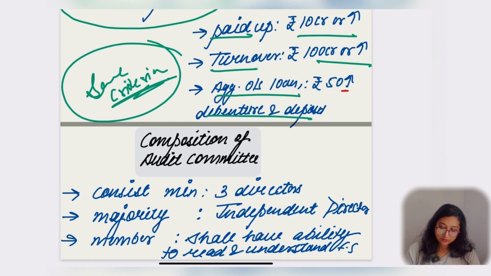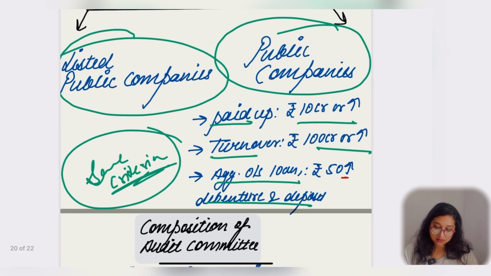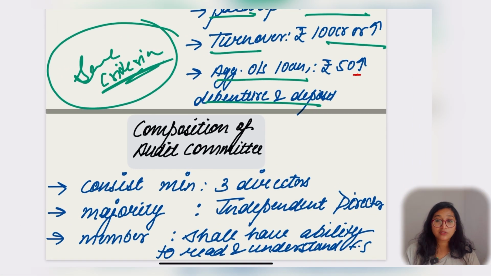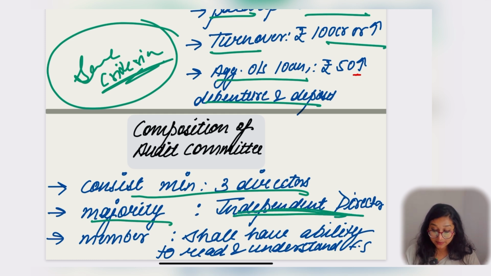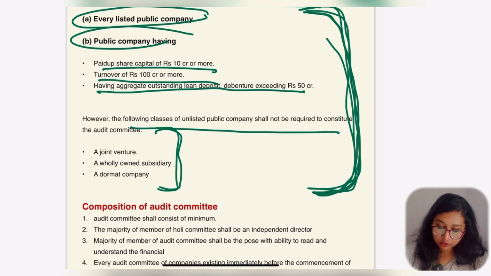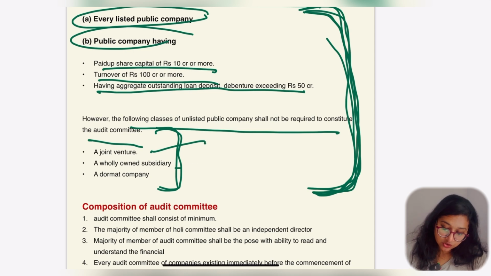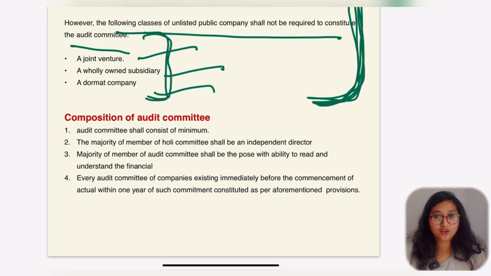So now the composition of audit committee applies if the company comes under these criteria, either a listed public company or a public company. I hope you remember these criteria, so I'm not focusing on this. The audit committee shall consist of a minimum of 3 directors, and the majority should be independent. However, the following classes of unlisted public company shall not be required to constitute the audit committee: joint venture, wholly owned subsidiary, or a dormant company.